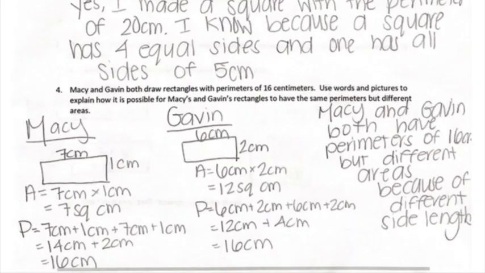Macy and Gavin both draw rectangles with perimeters of 16 centimeters. Use words and pictures to explain how it is possible that Macy's and Gavin's rectangles have the same perimeters but different areas. So 16 divided by 2 is 8, so I found different ways that I could make a rectangle where two sides added up equal 8. So I decided Macy's going to have a rectangle of 7 centimeters by 1 centimeter, and the area is 7 square centimeters, and the perimeter is 16 centimeters. Gavin's is going to be 6 centimeters by 2 centimeters, where the area is 12 square centimeters and the perimeter is 16 centimeters. So Macy and Gavin both have perimeters of 16 centimeters, but different areas because of different side lengths.